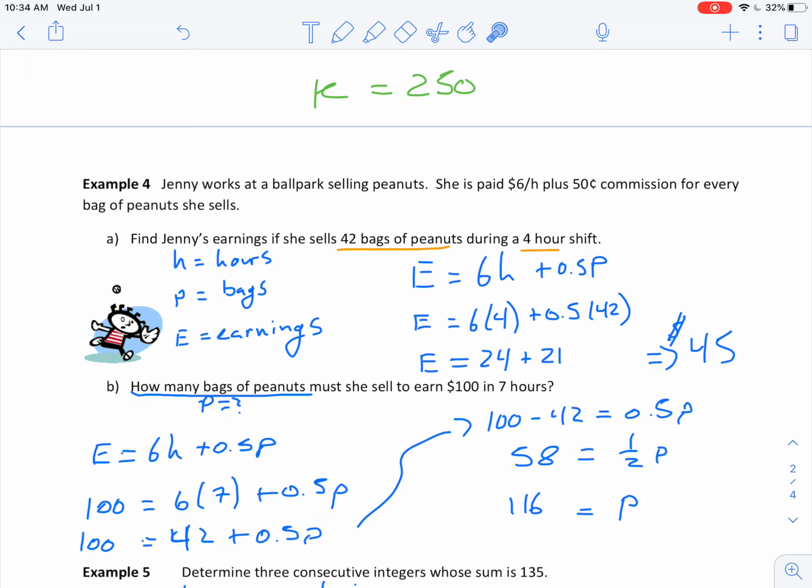So now I plug in the information that I have, or have been given. I'm given 4 hours and 42 bags. So when I multiply all this out, I end up getting 24 plus 21, and her earnings would be $45.